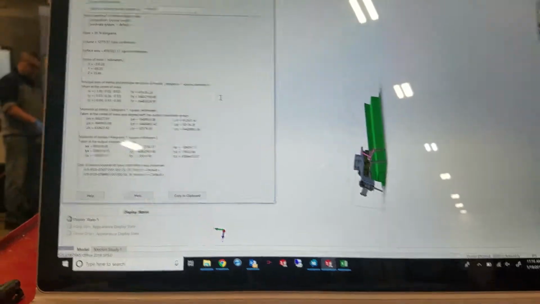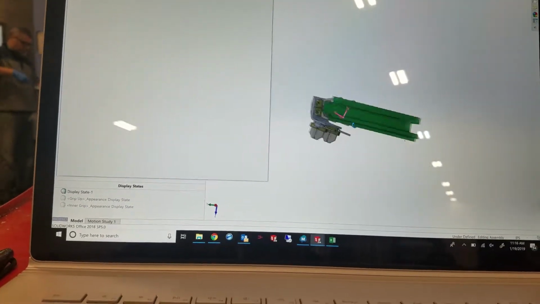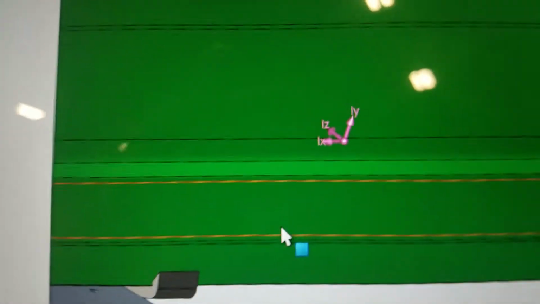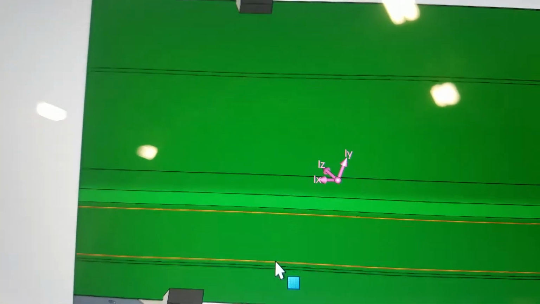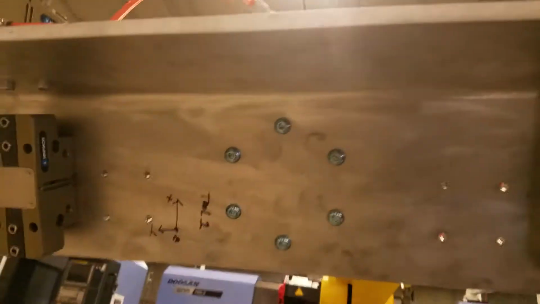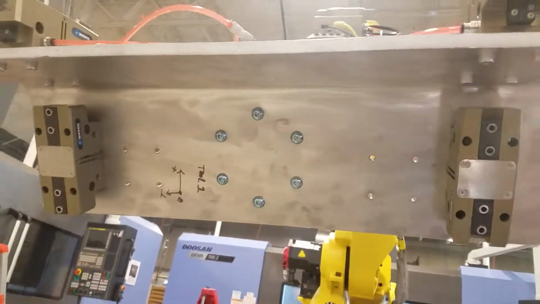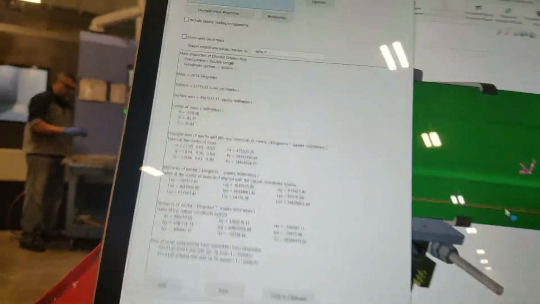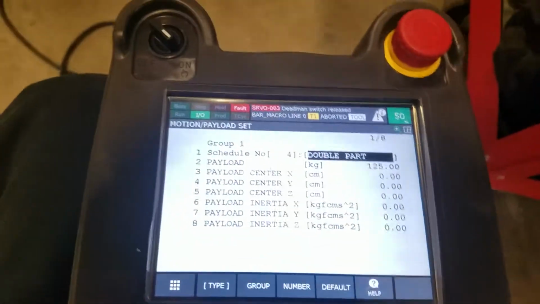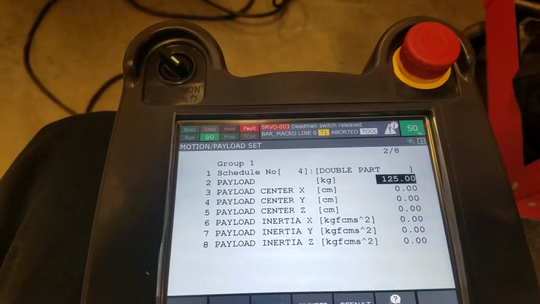Now note that the coordinate system in SolidWorks is not the same as the coordinate system on the robot. Oh yeah, you can see that. So X and Y are flipped. My Y is down the length of this, and SolidWorks' X is down the length of it. So you have to flip those. All right, so we start with the obvious. This thing weighs 39, we'll call it 40 kilograms. Hopefully I don't make you sick.